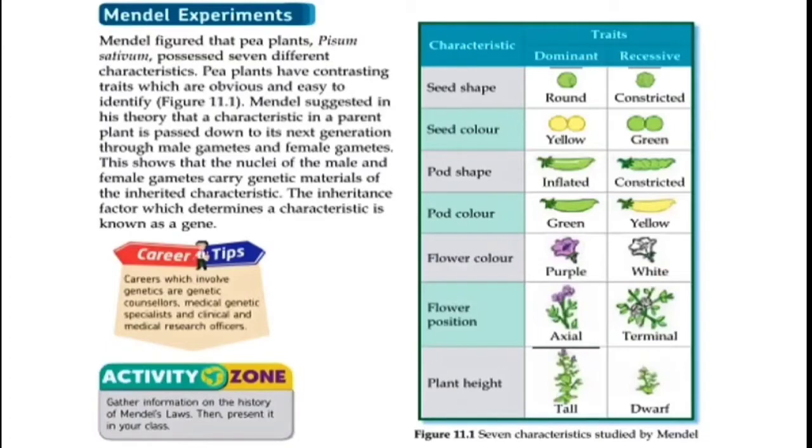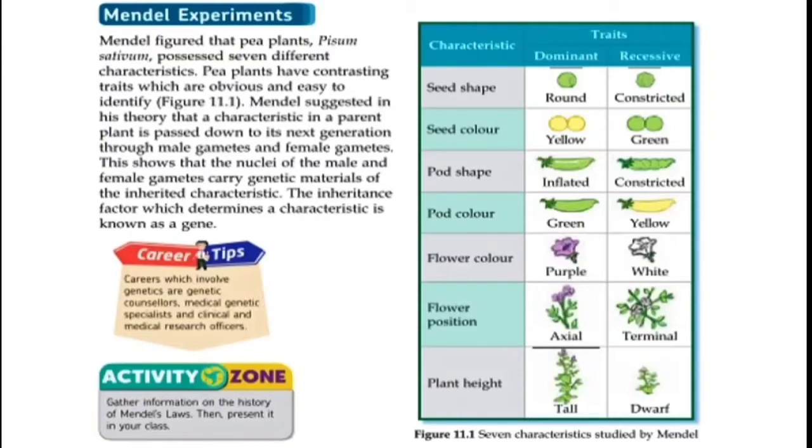Okay, so pea plant have contrasting traits. Dia mempunyai sifat yang berbeza. For example, seed shape dia can be round, can be constricted. So that's why dia guna pea plant, sebab dia punya traits itu obvious, easy to identify.